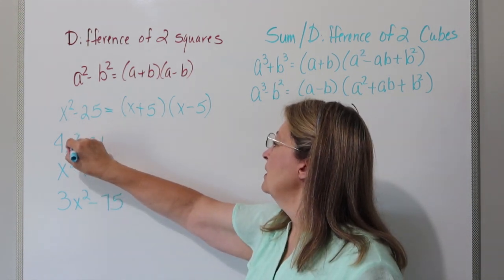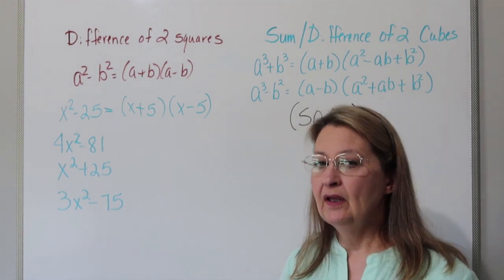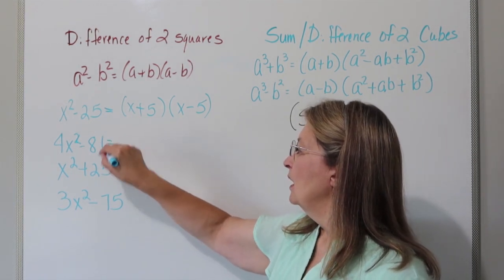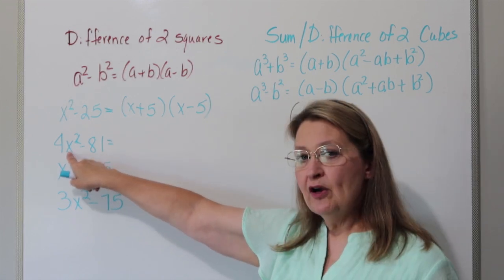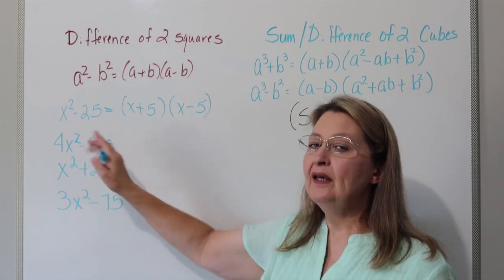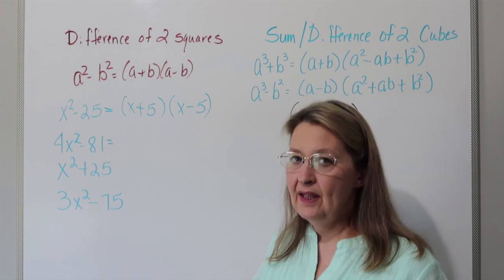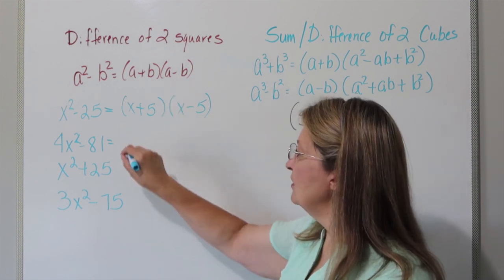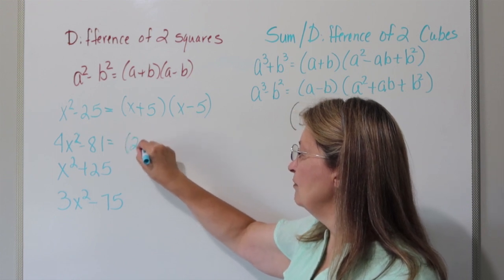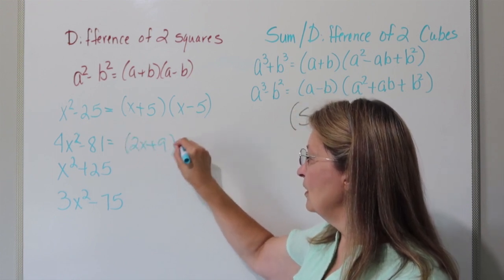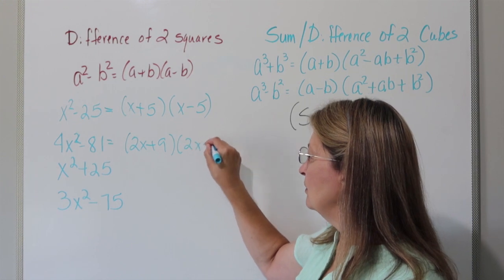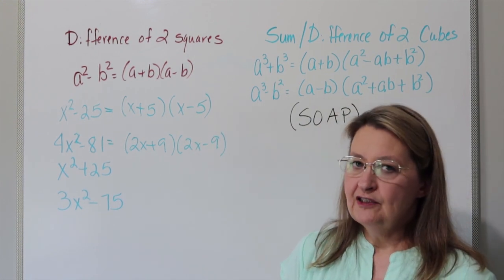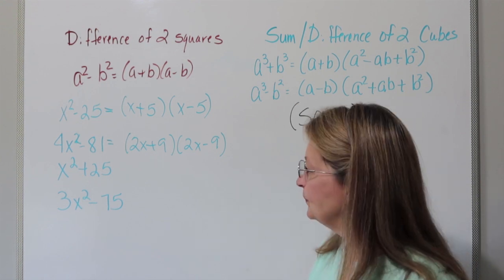4x squared minus 81. Look for a greatest common factor. There is not one. So, is 4x squared a perfect square? Yes. Is 81 a perfect square? Yes. Is there a minus sign in the middle? Yes. So all I have to do is take the square root of the first plus the square root of the last, and the square root of the first minus that. It doesn't matter if you put plus or minus first as long as you use one of each.